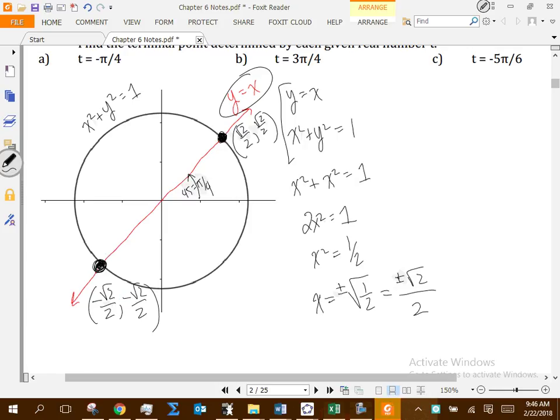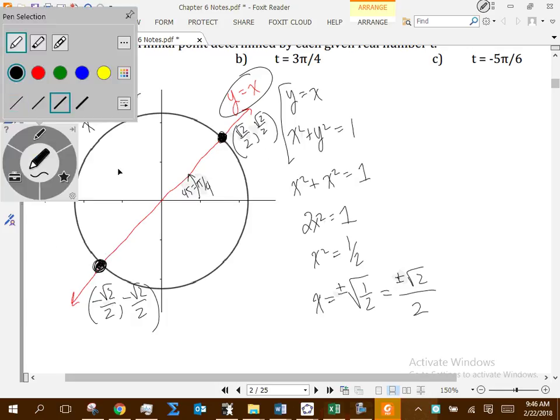So now when they ask you, you got your t, let's say that the question is, find the point that goes with t equals pi over 4.